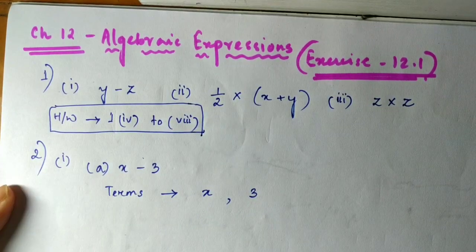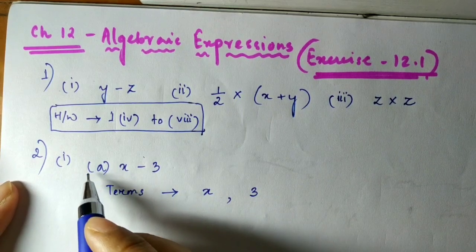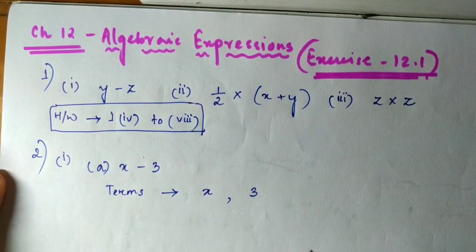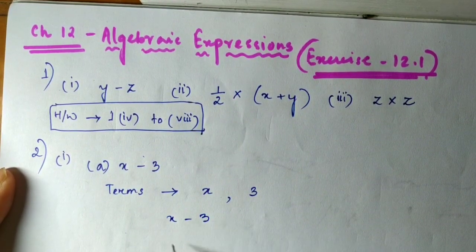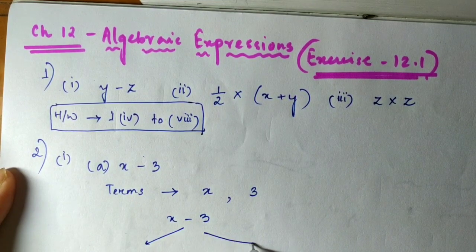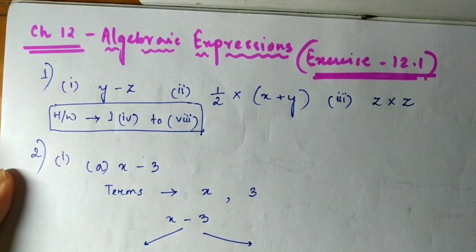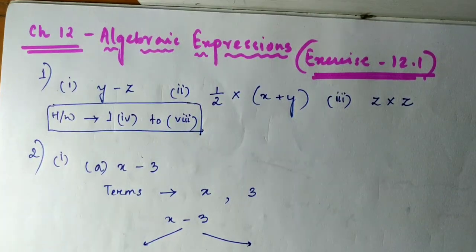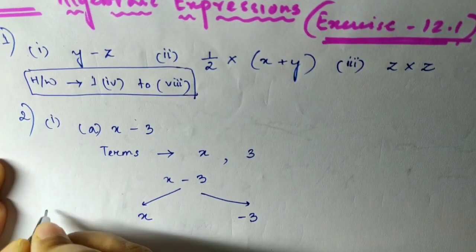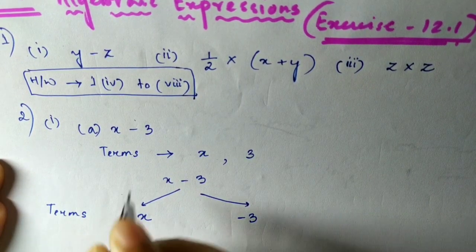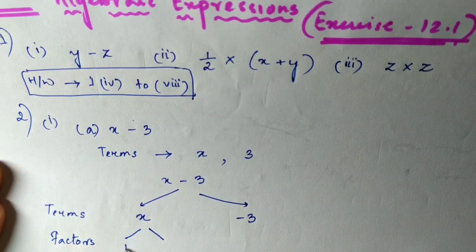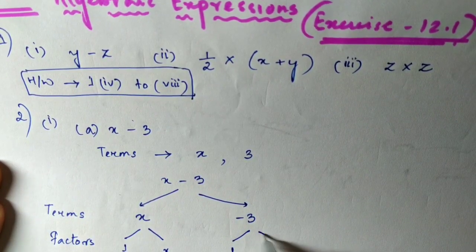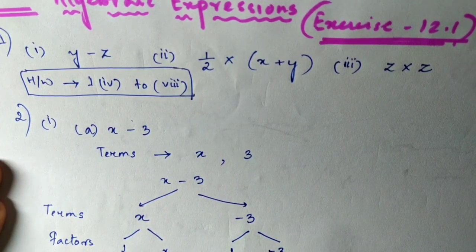Let's do this. So here in question number 1 it's said that you have to show it by the tree diagram. So I'll directly show you by the tree diagram. What is the expression given here? X minus 3. So when you break it, the terms will be x and minus 3. Okay, these are the terms. And factors will be what? Factors of x will be how much? If I want to see the factors, it's 1 and x, and here also 1 and minus 3, or you can just write these are the factors itself. So this way we have to write.